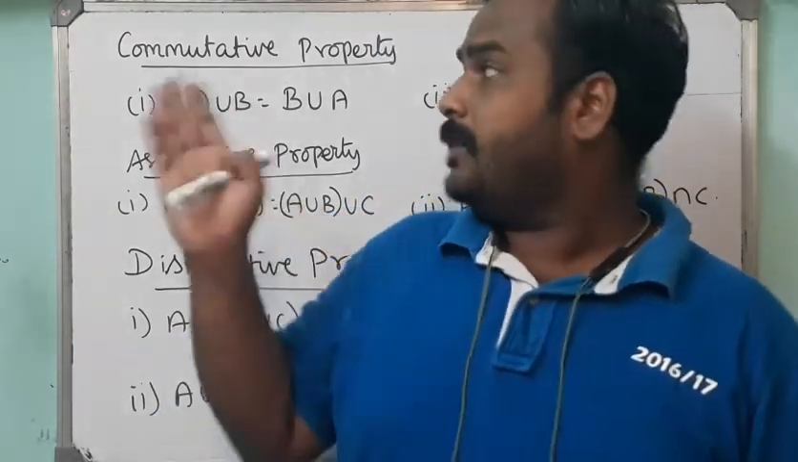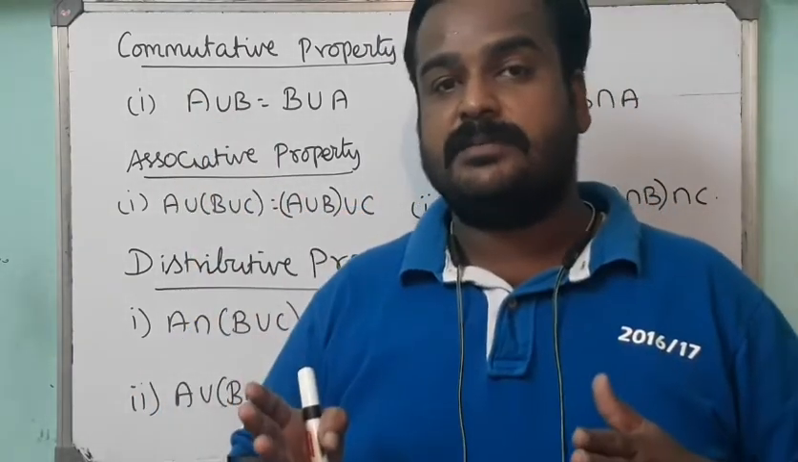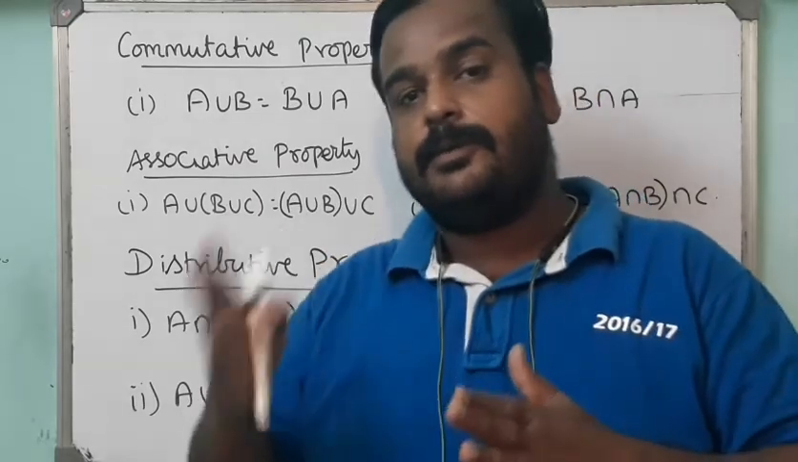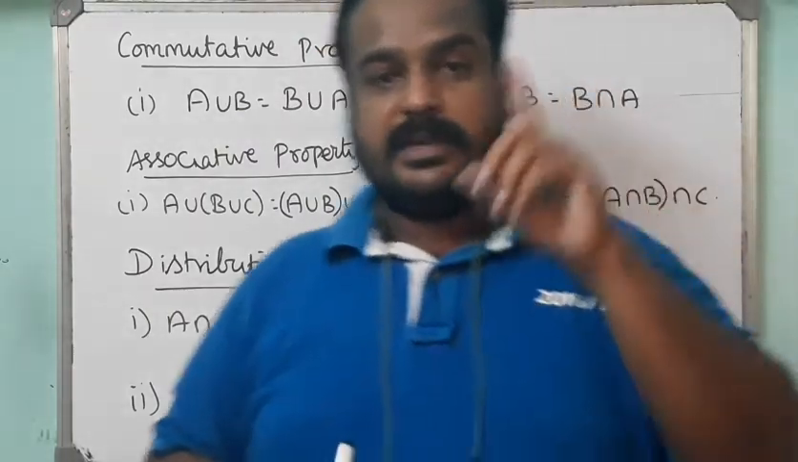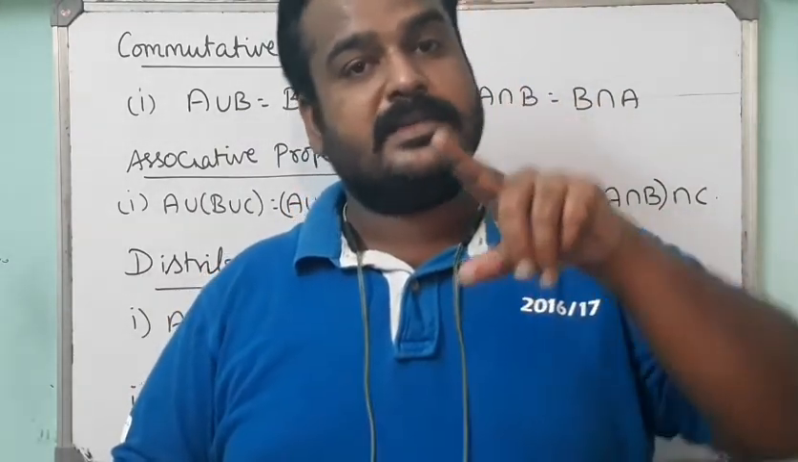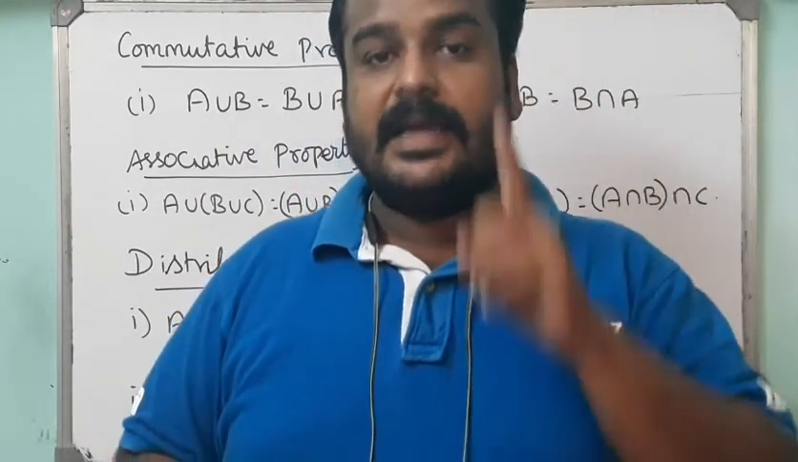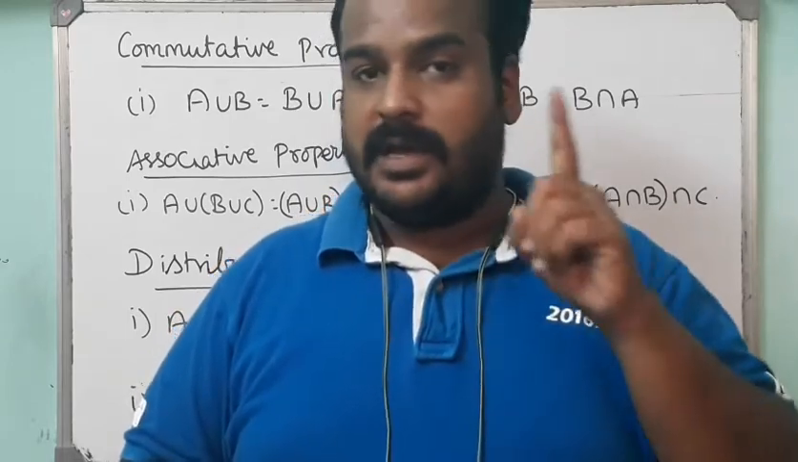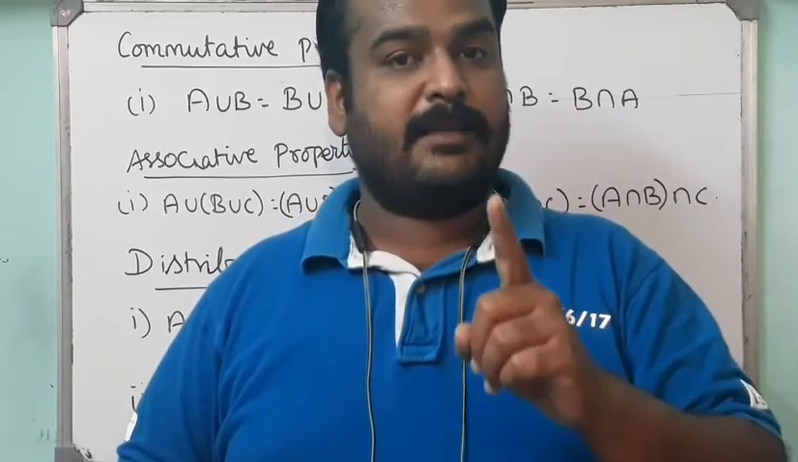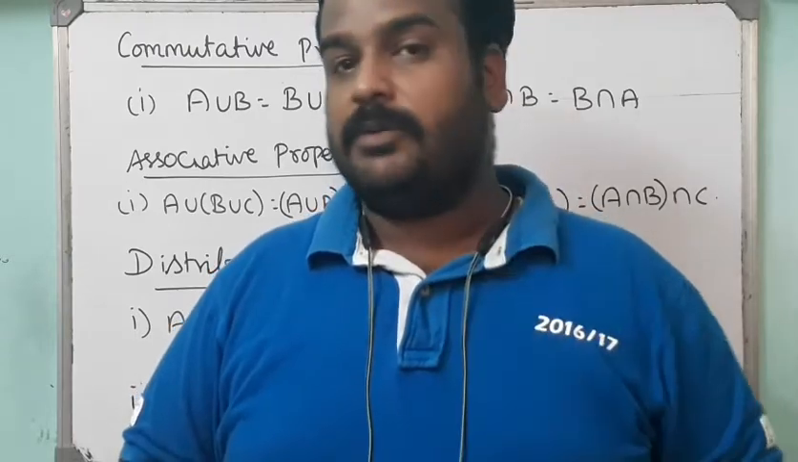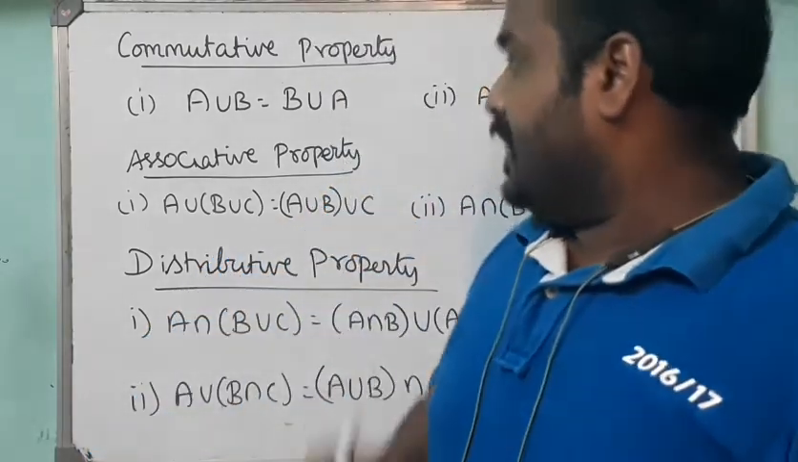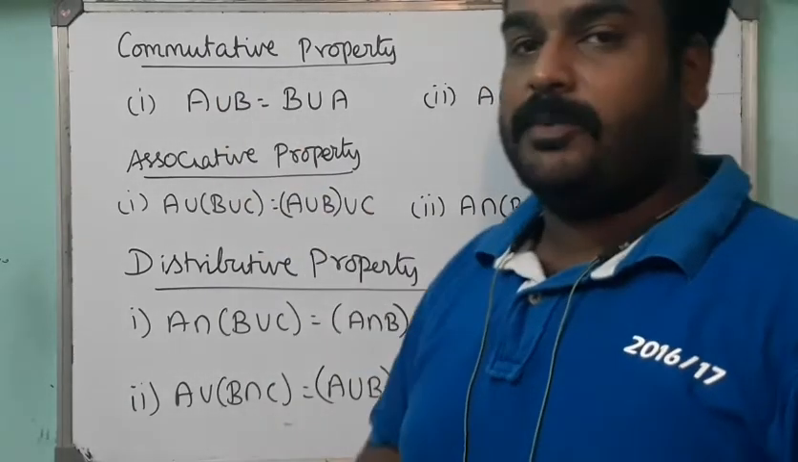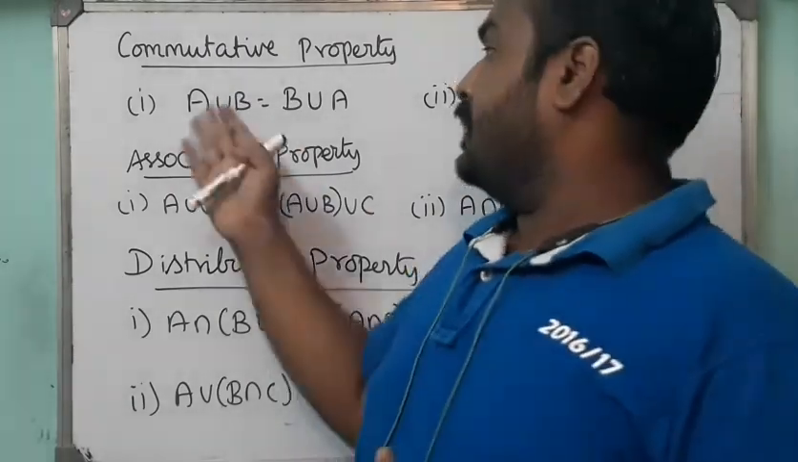In the same way, commutative property: if A and B are two rational numbers, then A plus B is equal to B plus A. This you must have studied, isn't it? A plus B is equal to B plus A and A into B is equal to B into A, but A minus B is not equal to B minus A and A divided by B is not equal to B divided by A. This you must have studied in your previous classes. So now we are going to do the same commutative property but not with the numbers, with the sets.